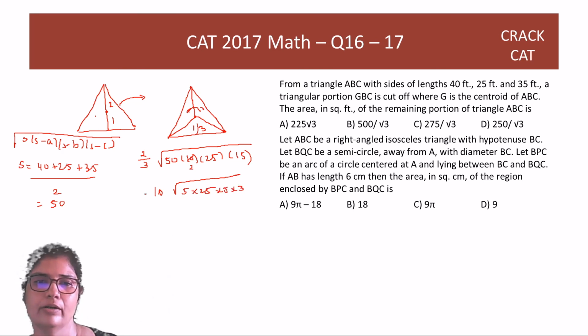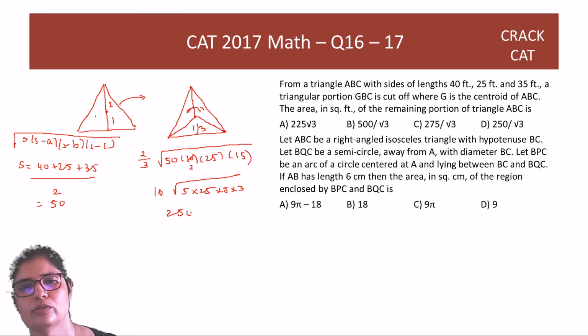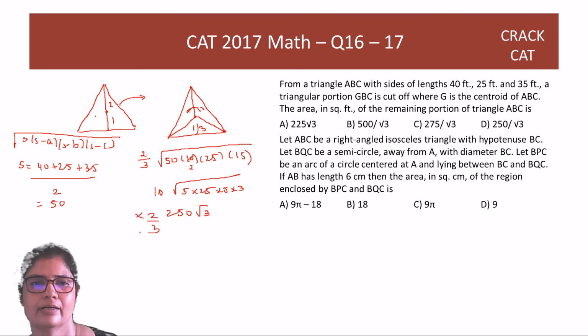So from here another 25 will come out. So it is 250 root 3. That is the full triangle into 2 by 3. Correct? Is going to be your answer. So that's going to be 500 root 3 over 3. So this root 3 cancels and root 3 remains in the denominator. So answer is option B.